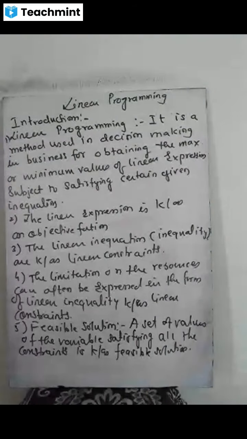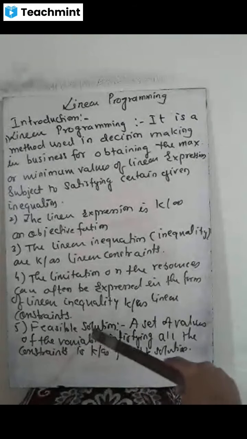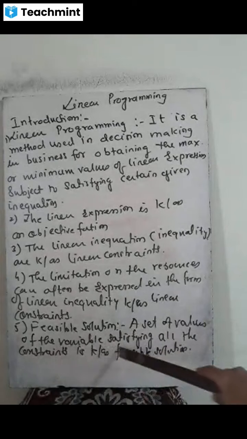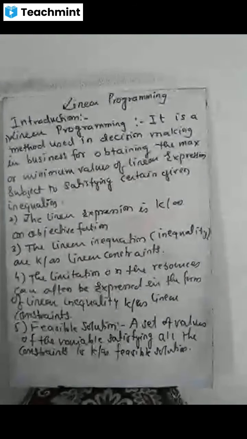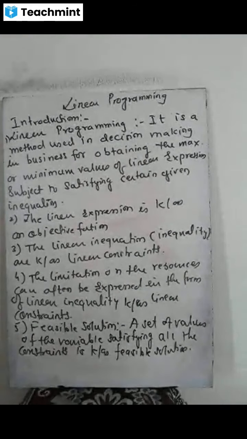And after getting the values of the variables, we plot the graph. The values we call a solution to the given linear equation or linear inequality. Using those values of the variables we plot the graph, which gives the feasible region. A feasible solution is a set of all values of the variables satisfying all the constraints. And after plotting the graph, the region we get is called the feasible region.